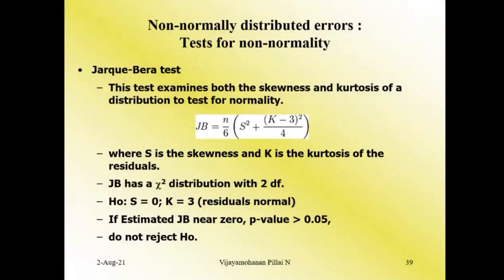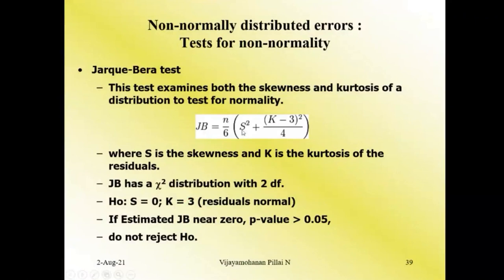Now these residual plots are not enough in themselves. We need statistical tests. We have a large number of statistical tests for non-normality, but the most popular one is the Jarque-Bera test, by Carlos Jarque and Anil Bera. In this test, both the skewness and kurtosis of a distribution are used together. So the formula is given here.